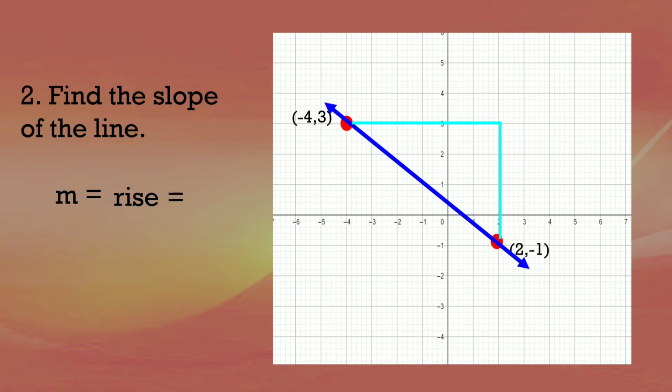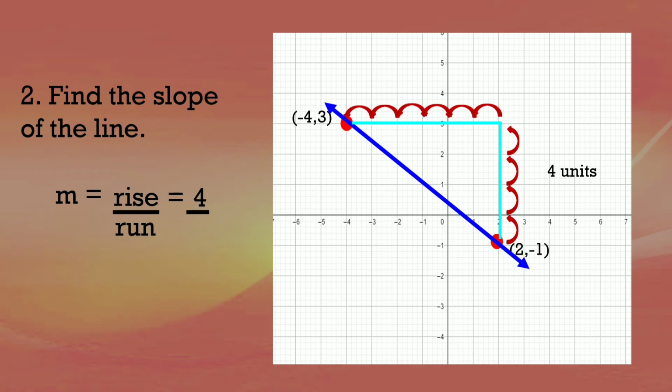So, bilangin natin from 2, negative 1 tayo mag-start. So, 1, 2, 3, 4. So, we have 4 units. And then, horizontal for run. So, we have 1, 2, 3, 4, 5, 6. So, 6 units. Pero dahil papuntang kaliwa yung ating direction, we will use the negative sign. So, it equals negative 6.